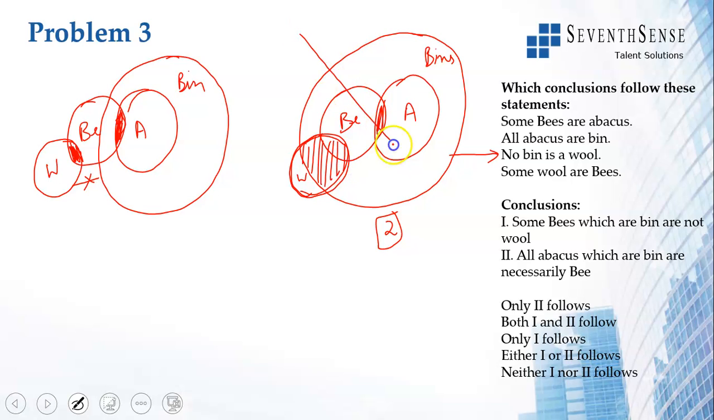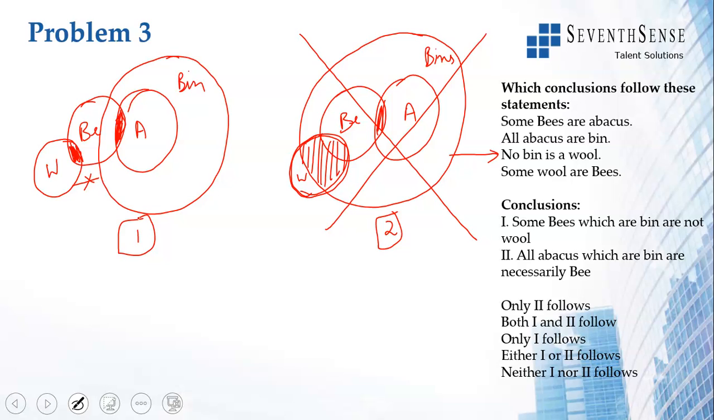So we can't draw it in any other way. You can't draw it in this way. So there's only one way to do this drawing, which is this. So that is the approach to see if it can be drawn in any other way. This is the only way in which you can do it. Some bees which are bin are not wool. So this is the conclusion.